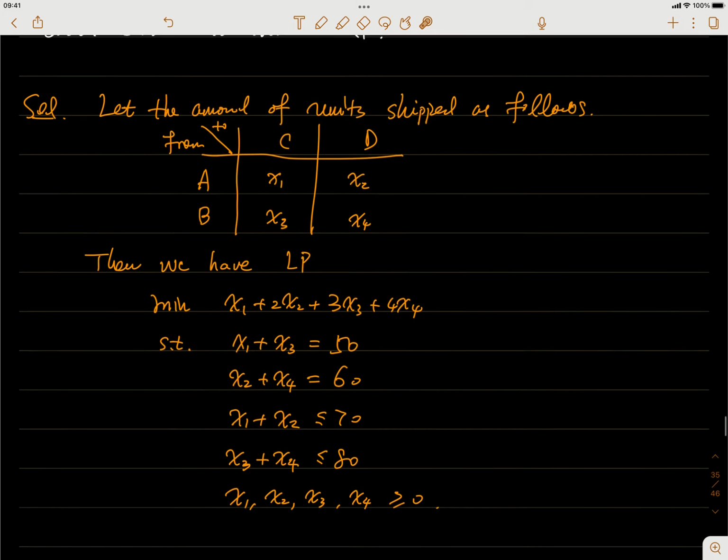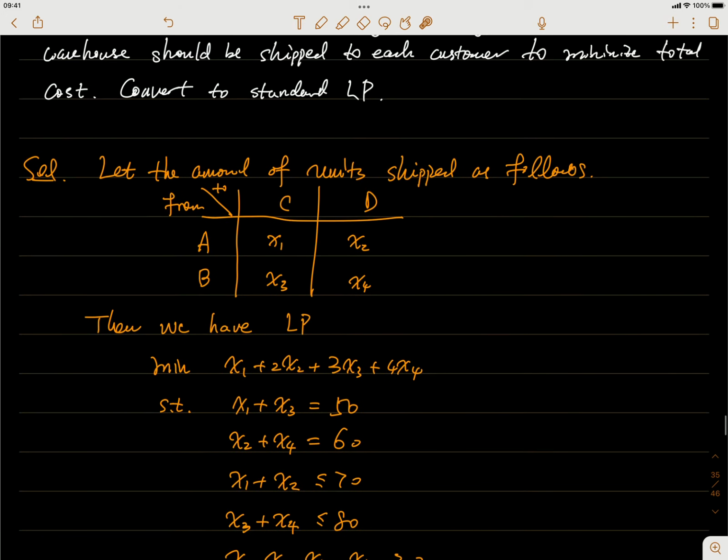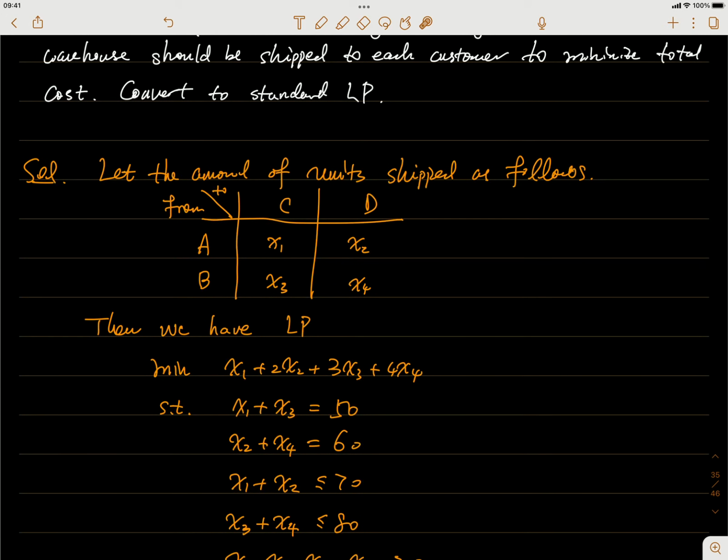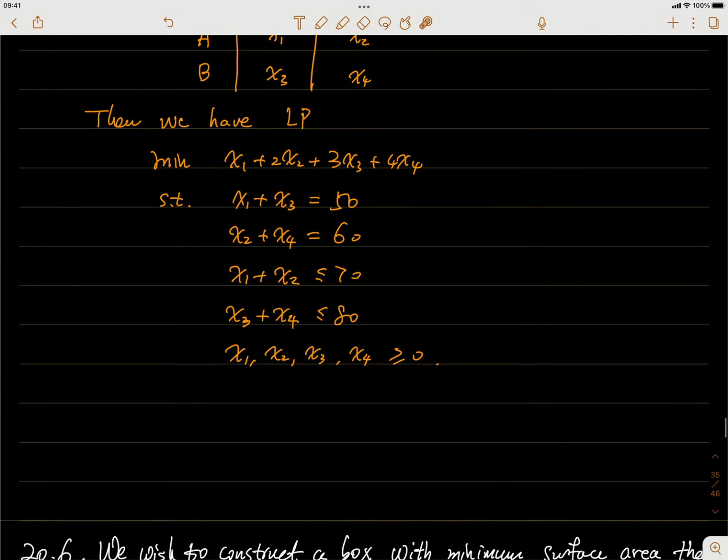The goal is to minimize the total cost. Remember that for every unit you ship from A to C, you incur a cost of $1, say. That's why x1 is multiplied by 1. Similarly, this cost is $2 per unit, so the total cost would be 2 times x2. So that's the total cost, and this is the question.